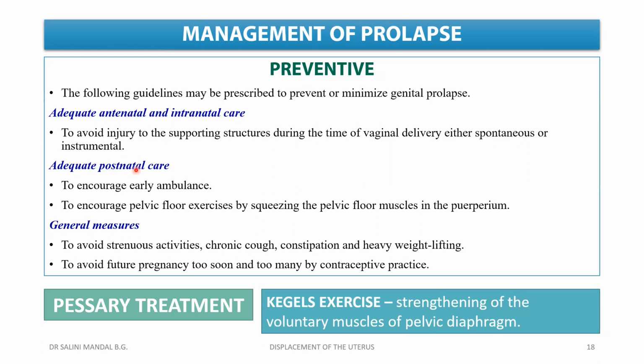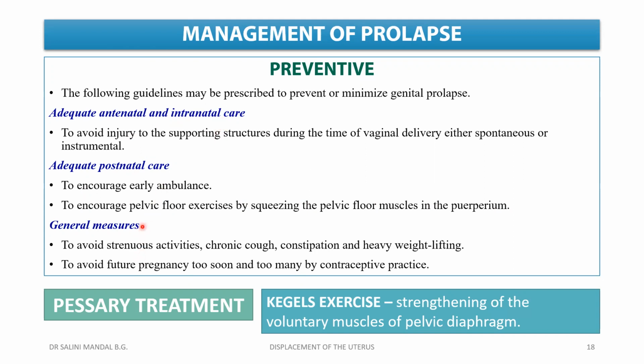The second one is adequate postnatal care, in which we have to encourage early ambulation. Ambulation means little moving here and about, a little motion. Next, we have to encourage pelvic floor exercises by squeezing the pelvic floor muscles in the puerperium. So this is about postnatal care and antenatal and intranatal care.